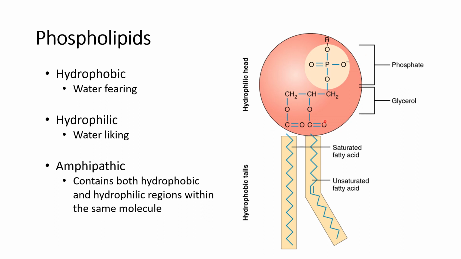The head region, which is composed mainly of a phosphate group, is hydrophilic, or water-liking. Hydro means water, philic means liking, and you can see that this head is hydrophilic. Therefore, it likes water, or it turns towards water. The tail, which is made of lipids, is hydrophobic, or water-fearing. So naturally, the tail will turn away from water.